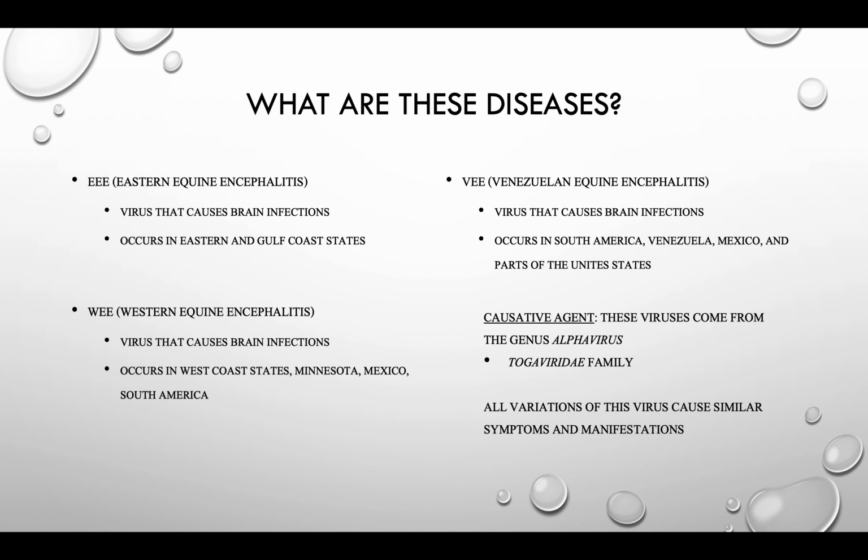Eastern equine encephalitis occurs in eastern and Gulf Coast states of the United States. Western occurs in West Coast states, Minnesota, Mexico, and mainly South America. And Venezuelan occurs mainly in South America, Venezuela, obviously Mexico, and parts of the United States, however, less so than the other two forms. The causative agent is a virus from the genus alphavirus, which is in the Togaviridae family.